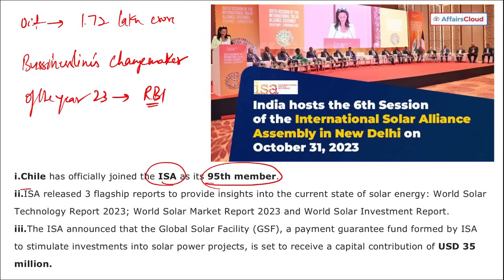Correct. Next thing, RBI has imposed a penalty on which two banks in the month of October? It was Punjab National Bank and Federal Bank. Then, which insurance company became the first insurance company to obtain a GIFT IFSC license? So it will be India First Life Insurance. Correct.